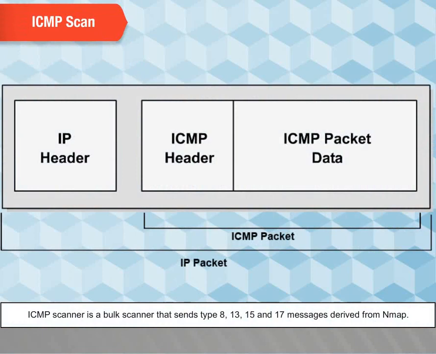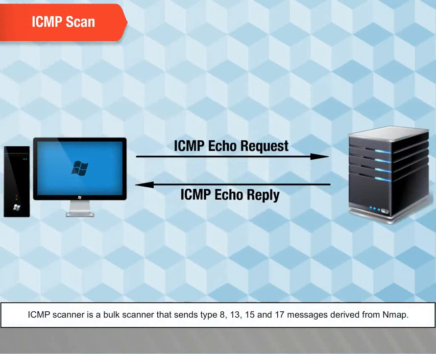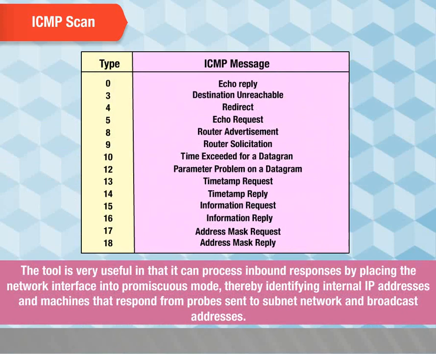ICMP scanner is a bulk scanner that sends type 8, 13, 15 and 17 messages derived from Nmap. The tool is very useful in that it can process inbound responses by placing the network interface into promiscuous mode, thereby identifying internal IP addresses and machines that respond from probes sent to subnet network and broadcast addresses.